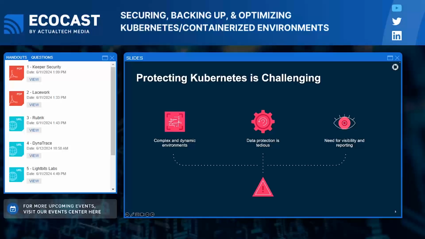And all of these folks have a stake in protecting Kubernetes. So generally what happens is the Kubernetes platform team or maybe an application owner says, hey, we need to protect some persistent data on our Kubernetes cluster or within our application. And so they go to their storage team.